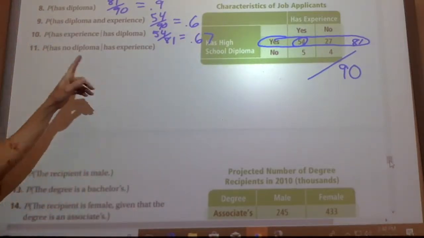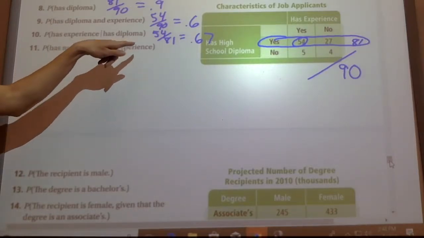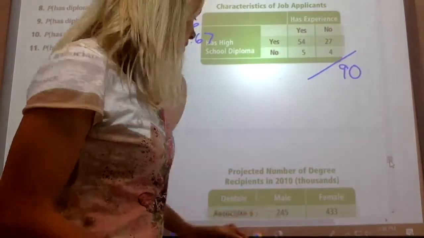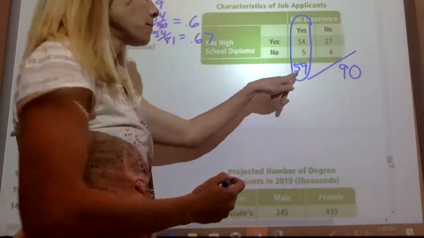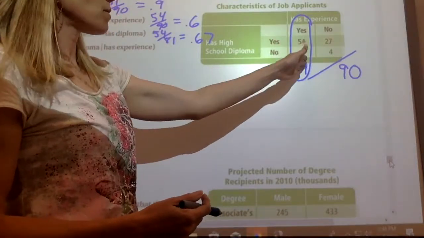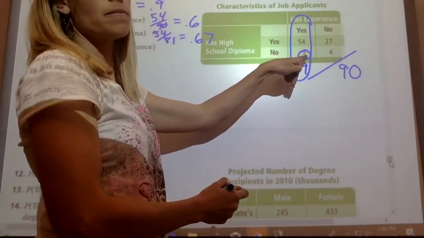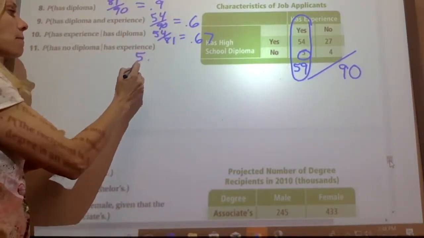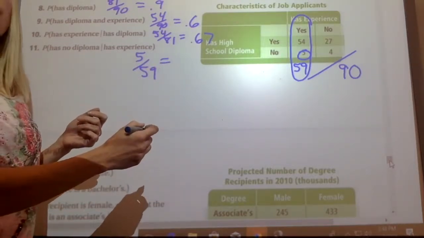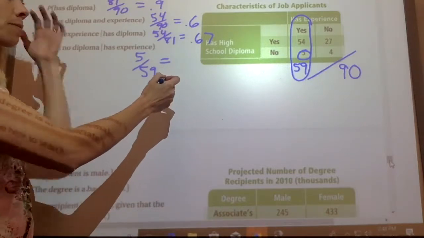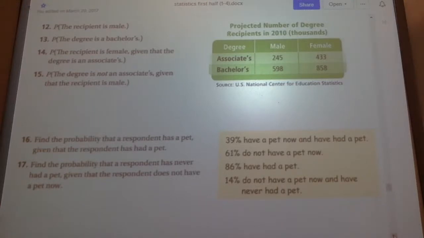0.67. What's the probability that someone has no diploma given that they have experience? So now my given is this. Given that they have experience, so that's 59 people. So given that they have experience, what's the probability that they have no high school diploma? So 5 out of 59, which is what as a decimal? 0.08. Good.